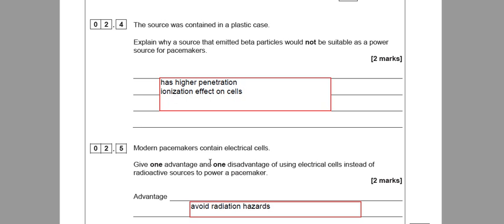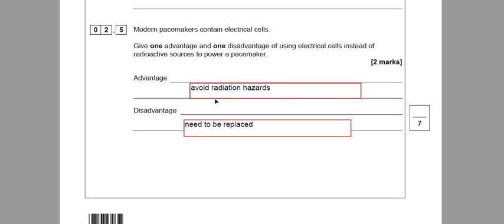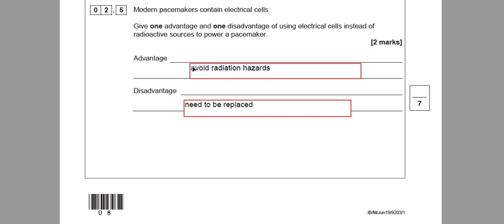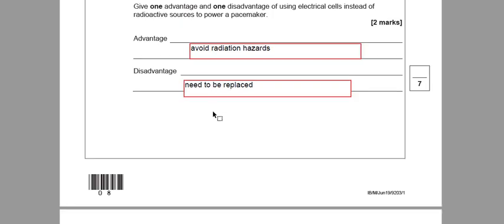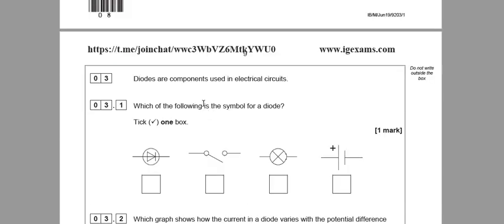Modern pacemakers contain electrical cells. Give one advantage and one disadvantage of using electrical cells instead of radioactive sources to power a pacemaker. Advantage: it avoids radiation hazards. Disadvantage: it needs to be replaced frequently.